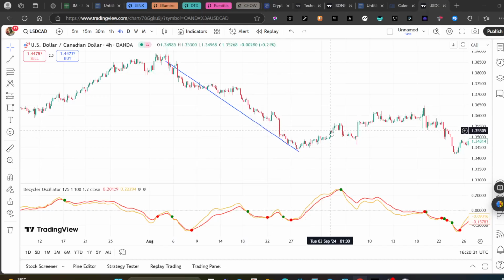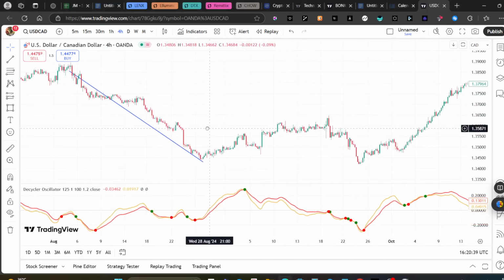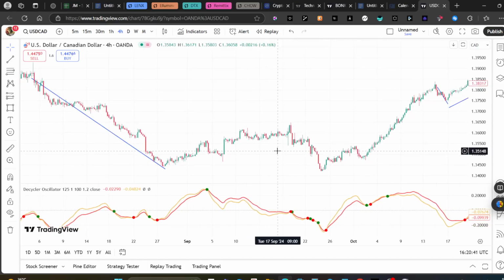Now with respect to trend detection, the Decycler Oscillator is great for identifying both bullish and bearish trends. It's particularly useful when you are looking to enter a trade in the direction of the prevailing market trend.